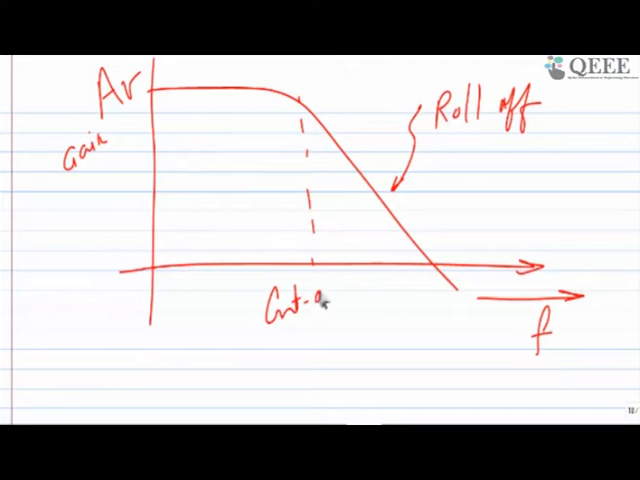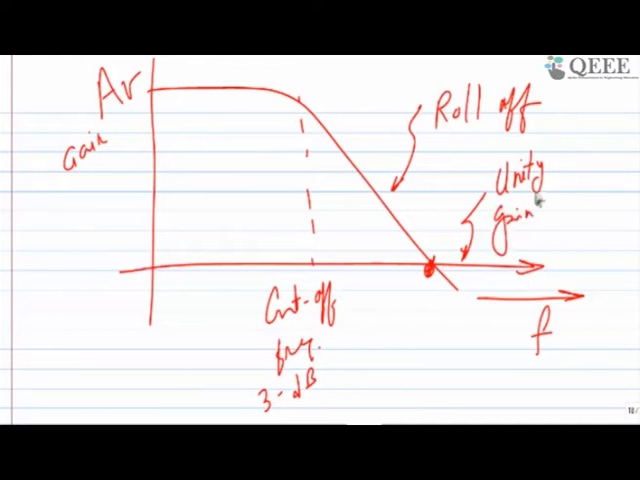This is called cutoff frequency. Sometimes we call it 3 dB cutoff frequency, because there are some assumptions on that, but I'll tell you afterwards. And this point is called unity gain bandwidth, or UGB. This is also the 3 dB bandwidth, because that's the bandwidth of your system.